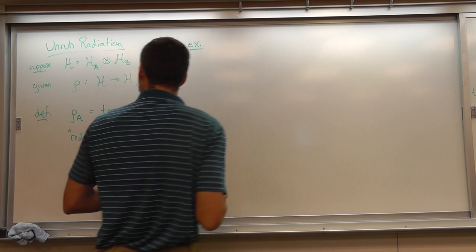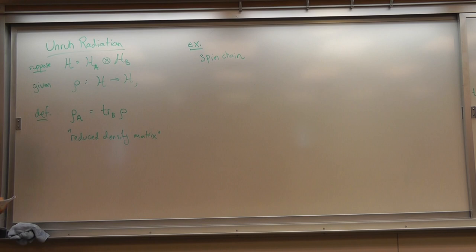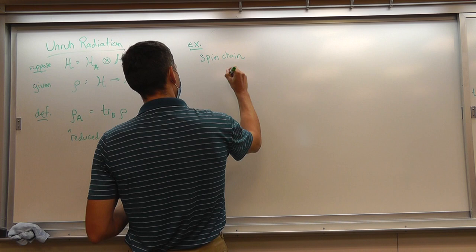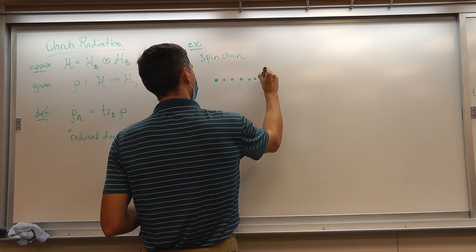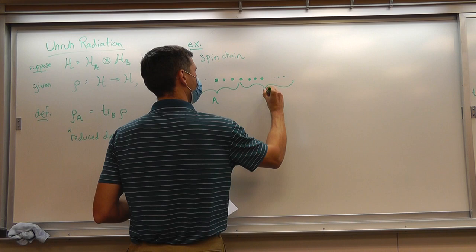So when can you factorize a Hilbert space? Well, lots of times, but often it's useful to factorize a Hilbert space according to positions in actual space. The simplest example of this would be a spin chain, where you have a bunch of spins or qubits that are lined up in a row. Then you can choose some of them to call A, and the others to call B.